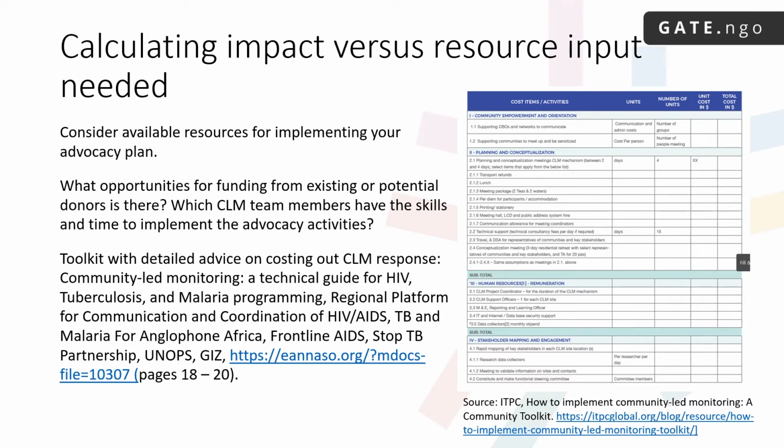Does your team have the skills and time to implement the advocacy activities as well as gathering the data and the monitoring? There's a toolkit with detailed advice on costing out the community-led monitoring response, which is incredibly helpful, and it goes through in quite detailed level all of the different stages of the community-led monitoring cycle. And I've put the link in here so that you can have a look at this.